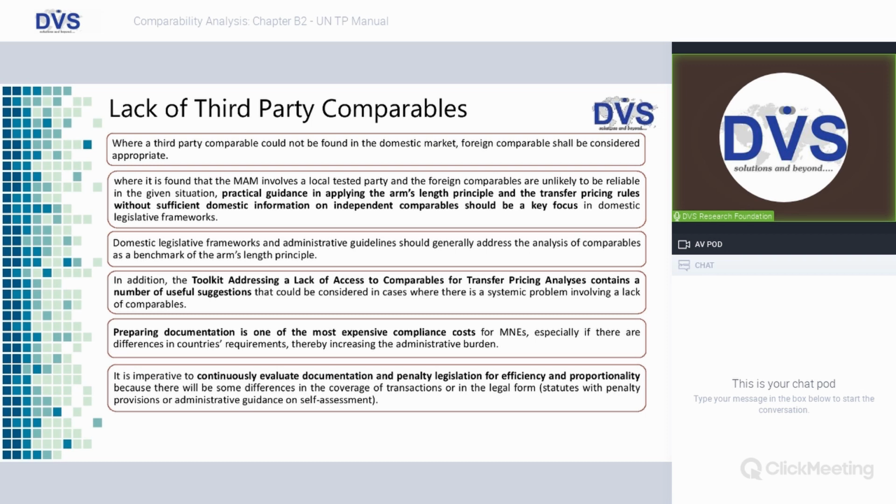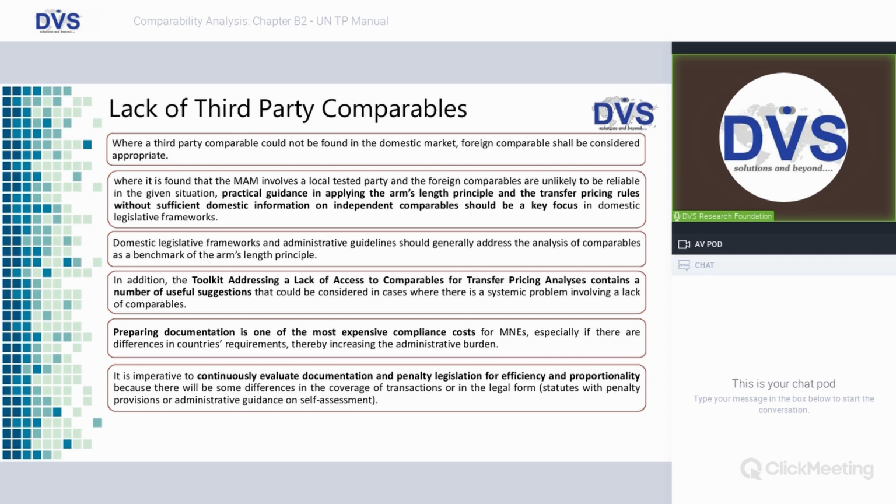Lack of third party comparables. As I said, friends, if comparable companies are not available in the local market, foreign comparables can be considered. Initially, when the department is examining the transfer pricing study report, foreign comparables are generally perceived as not to be considered, because our company is operating in the Indian market. Then they may ask why foreign comparables are used.